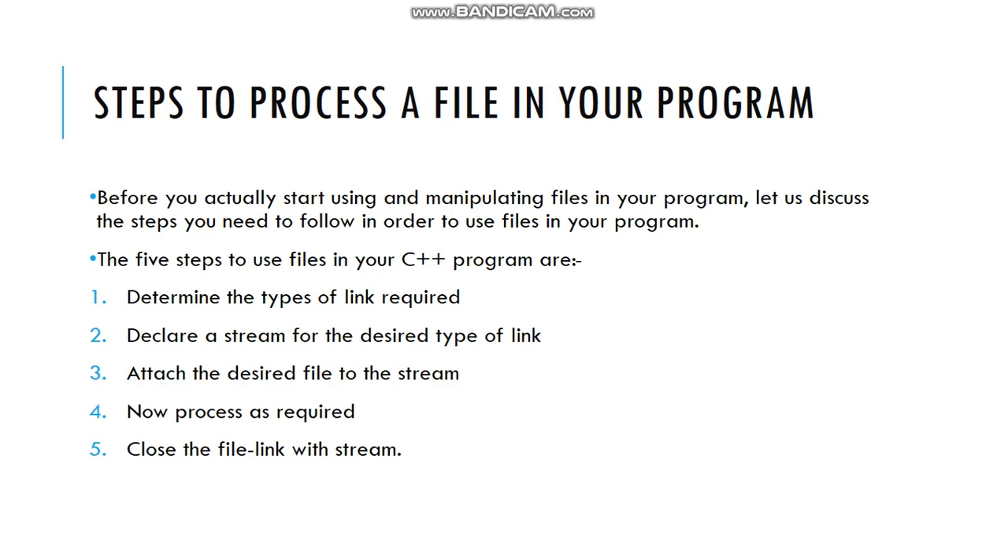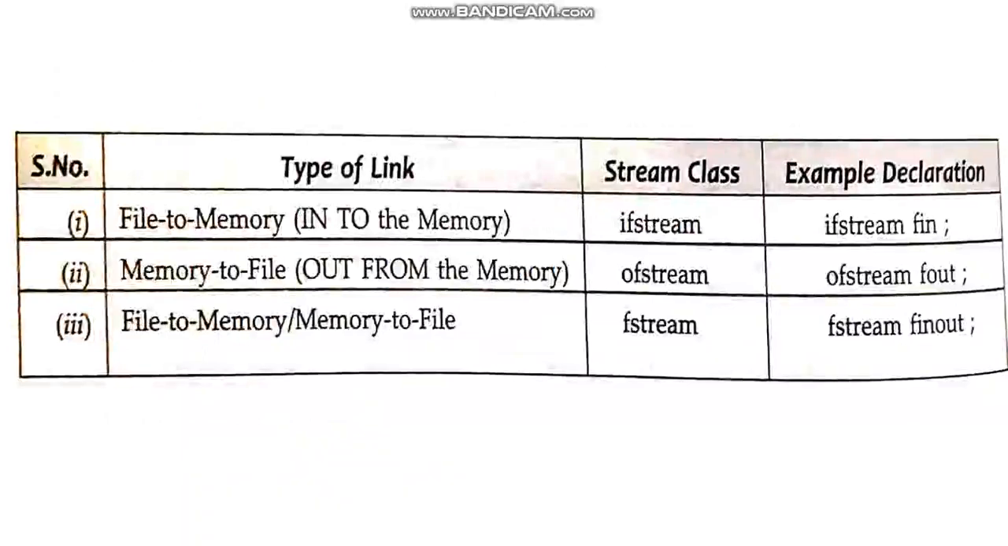For a specific input or output, we can write ifstream for input and ofstream for output. To understand it more clearly, let us look at the table given over here. It looks similar to the first step, but here the stream classes have been added. So if it is from file to memory, then we will use ifstream. If it is from memory to file, then we will use ofstream, and if it is both ways, then we will use just fstream. So these are the header files which are to be used. An example is given over here, and with the help of that you can use it.